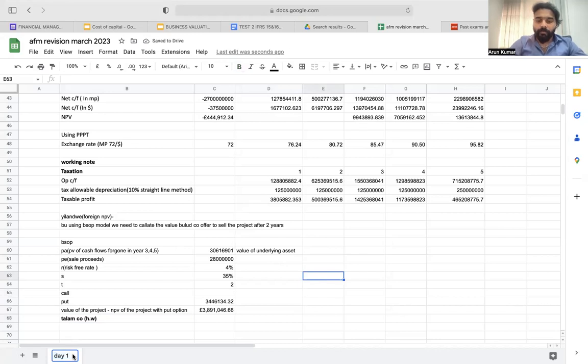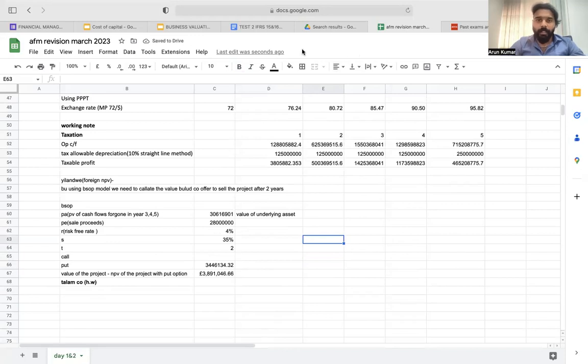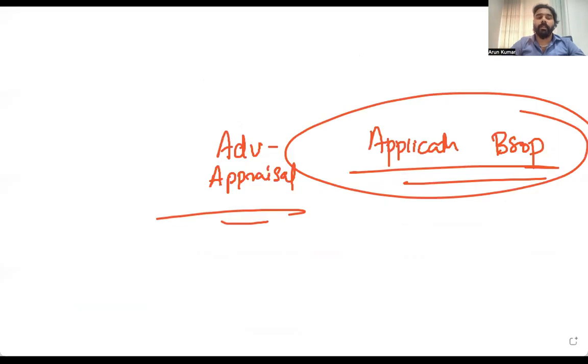Okay, so next one we are going to discuss, apart from a normal NPV. For NPV, it is almost the same format, there is nothing new to study there. So next one we have to focus on APV. In which situation will we use APV?